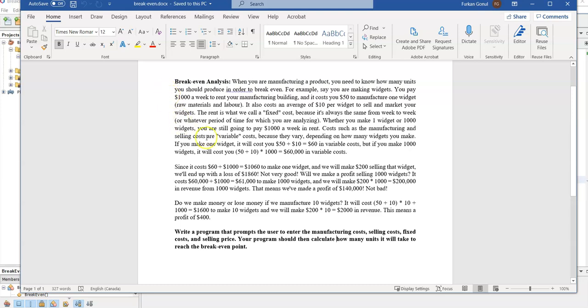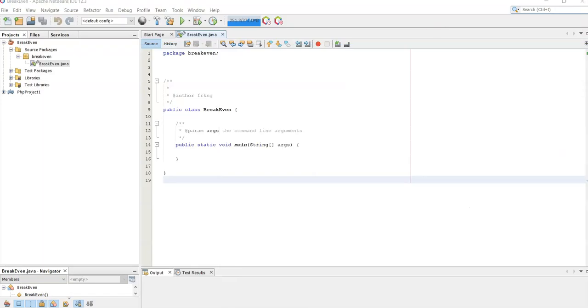Okay, first let's ask the user for that information: manufacturing and selling costs, fixed costs, and selling price. Then we will think about the formula for how we can calculate the break-even point, right? Alright, let's go to NetBeans and start the program.